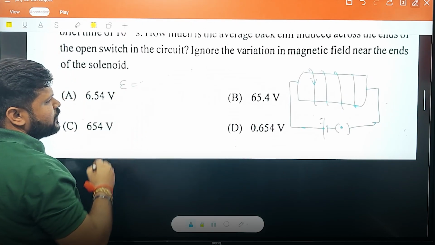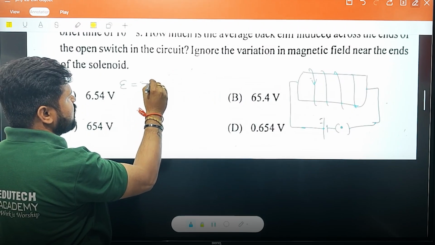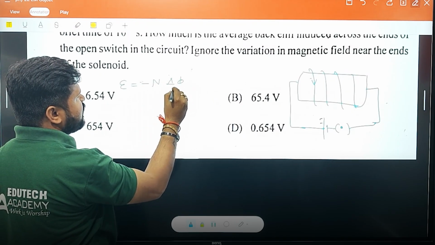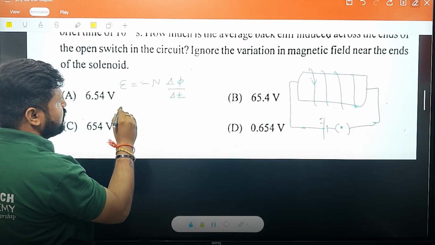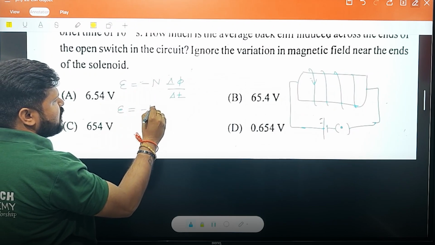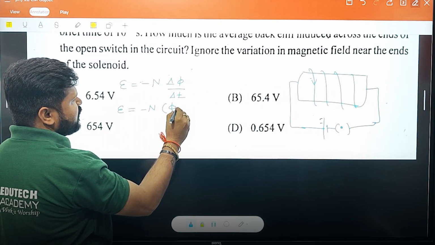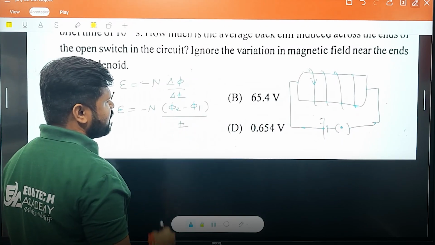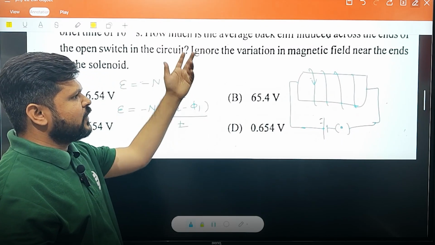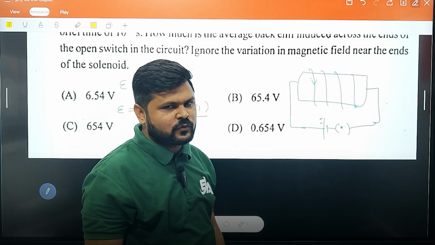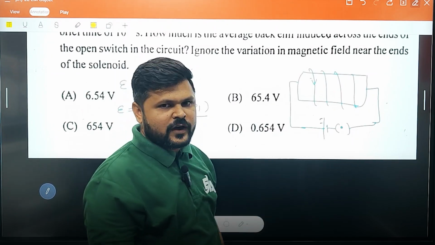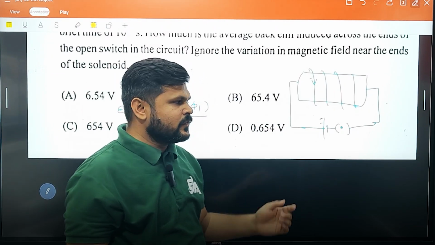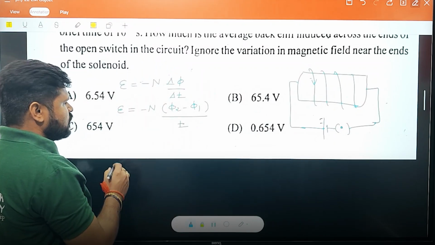According to Faraday's law, we know that induced EMF is minus N delta phi upon delta t. So epsilon equals minus N delta phi, that means final flux minus initial flux, divided by the time taken t. Here the final current is 0, so the final magnetic field is also 0, and the final flux will also be 0.